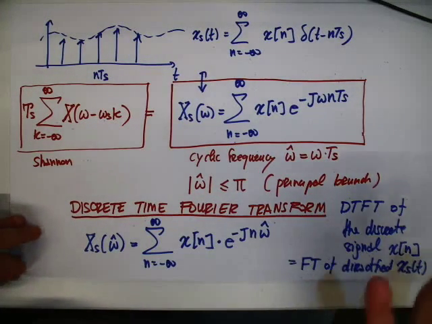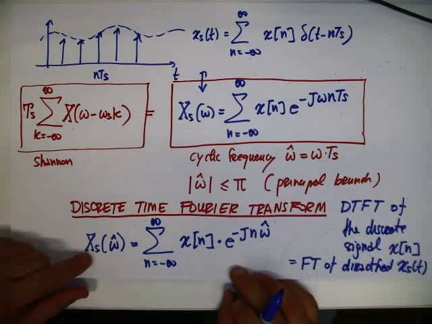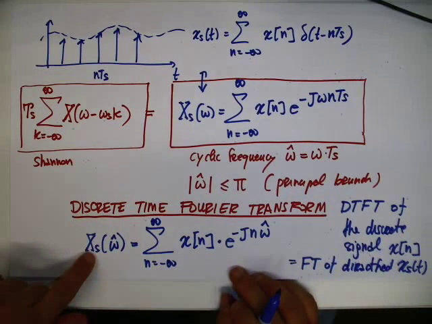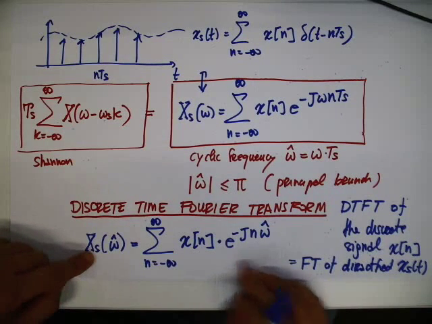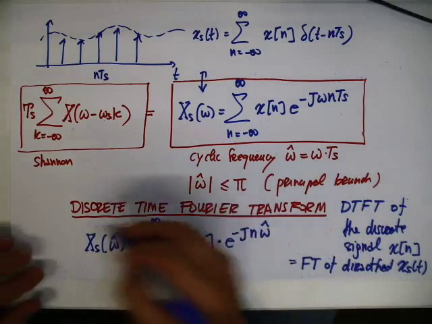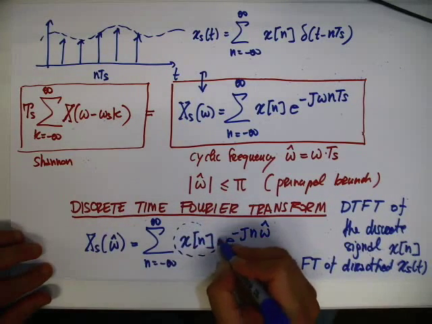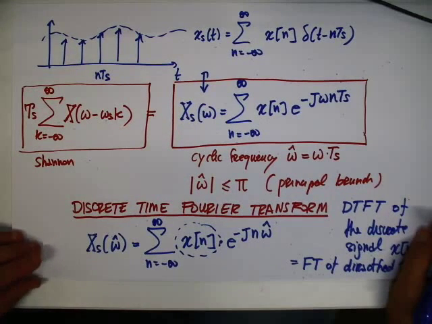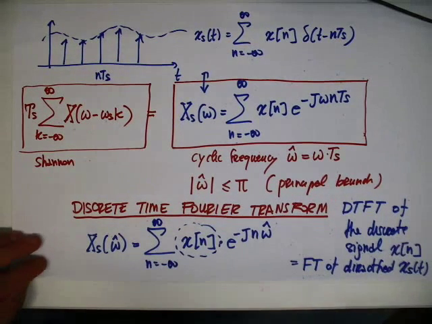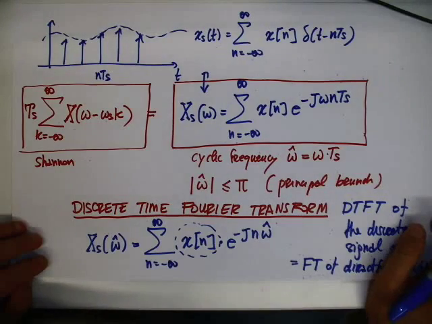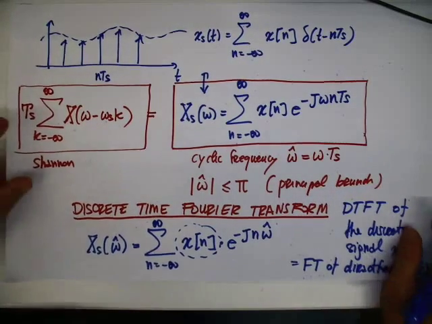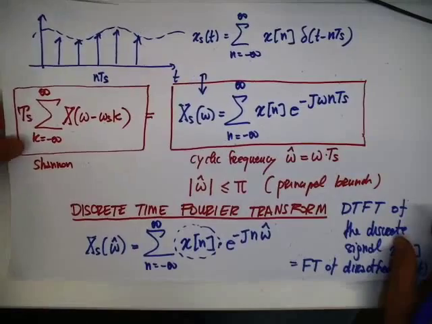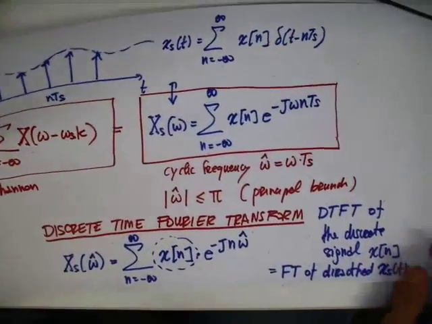But now what we would like to do is, given the discrete Fourier transform of a discrete signal, can we recover the discrete signal x[n]? So how can we define the inverse discrete-time Fourier transform? Well, that's going to be the goal of the next few slides.